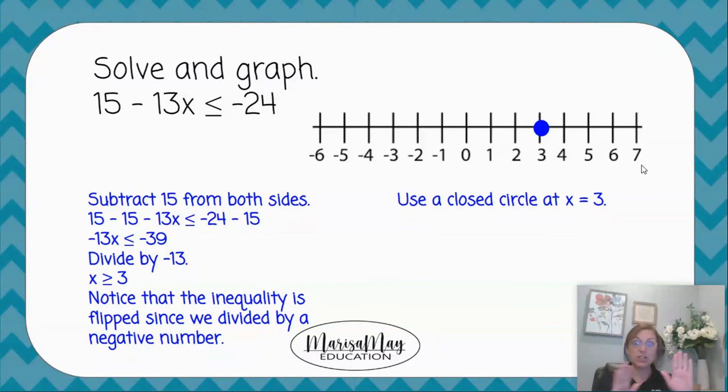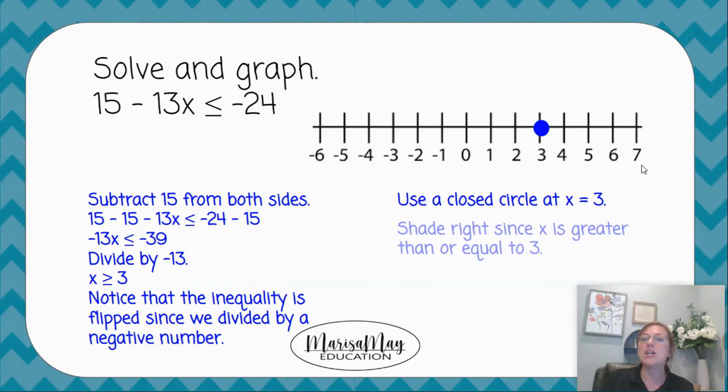Now we decide, do we shade to the left or to the right? Well, because x is greater than 3, all the numbers that are greater than 3 are to the right. And so we shade to the right since x is greater than or equal to 3. So my graph actually looks like this. I've got a closed circle at 3, and then I've shaded to the right because x is greater than or equal to 3.